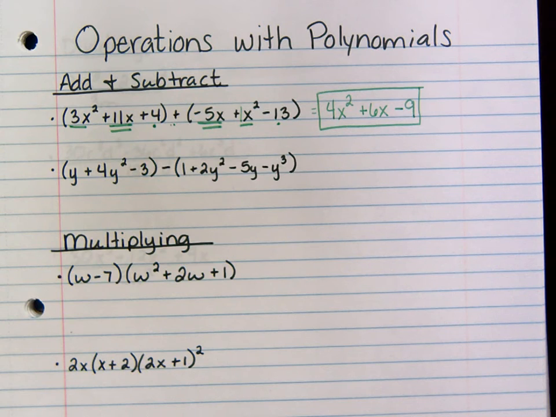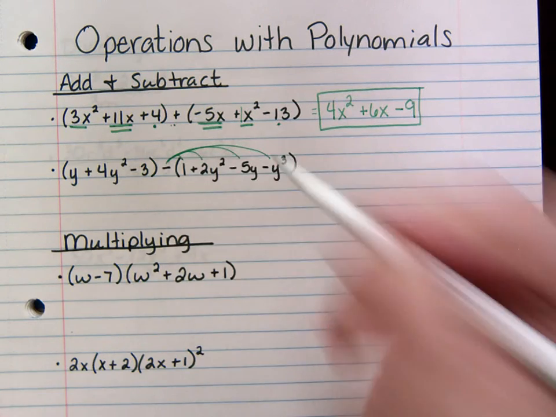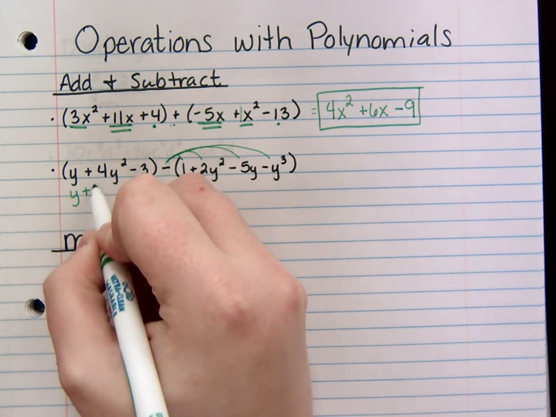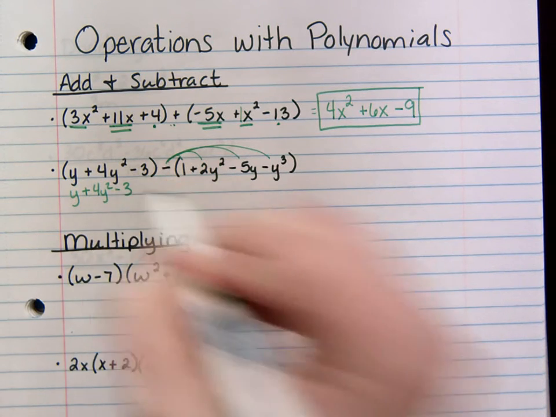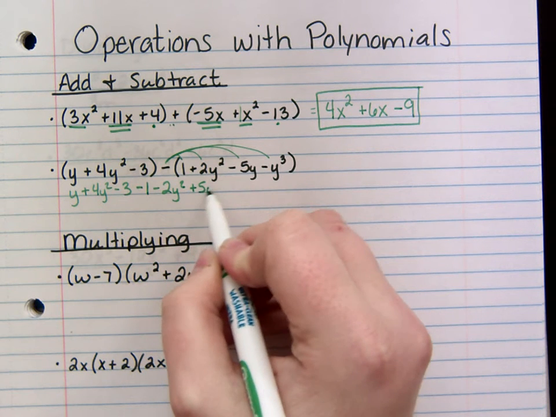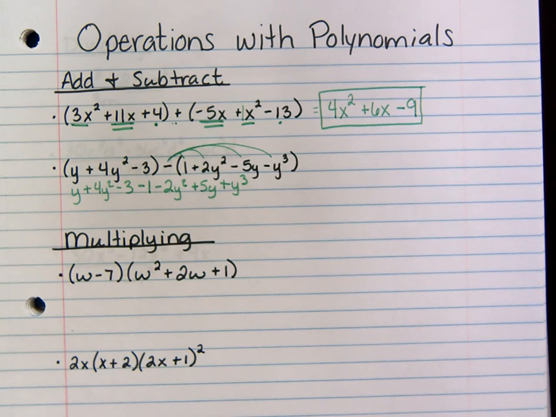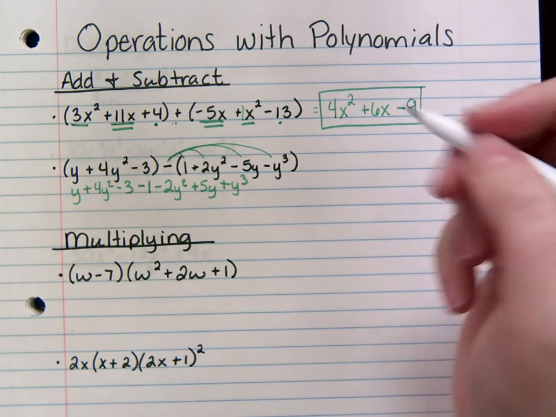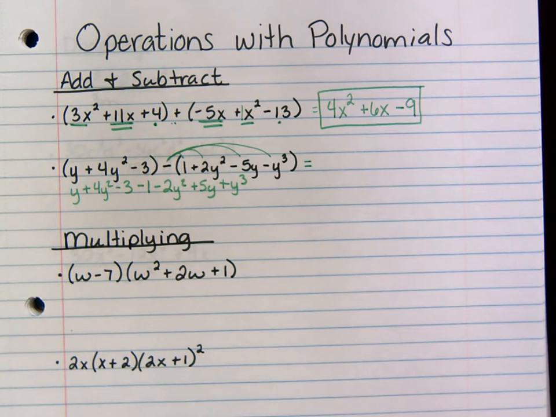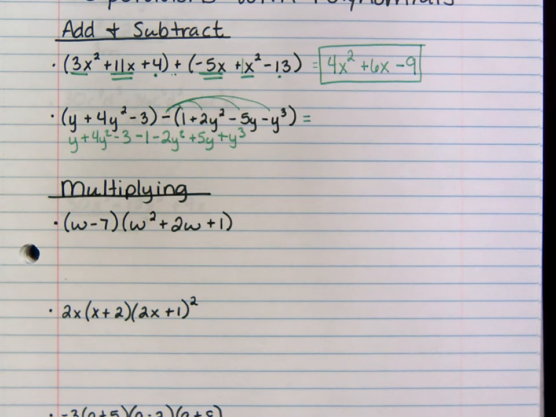Here's the easiest way to avoid it. Go ahead and rewrite this by distributing the negative. So y plus 4y squared minus 3 minus 1 minus 2y squared plus 5y plus y cubed. If you distribute that negative, you're not going to have to worry about missing any double negatives and subtracting when you should be adding, or vice versa. So it's just easier for many people to distribute it first, and then it's just combining like terms.